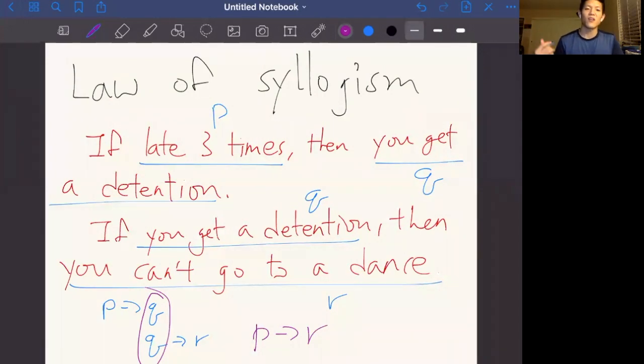So somebody tells me, hey, Jim was late 3 times. Then with just that knowledge, I can deduce that, oh, he can't go to the dance. Because he will get a detention, and if you get a detention, then you can't go to the dance, right? So these are the steps, and this is law of syllogism. In this particular case, knowing that P to Q is true and Q to R is true, P to R is also true, right?